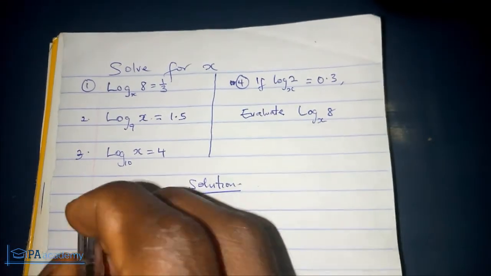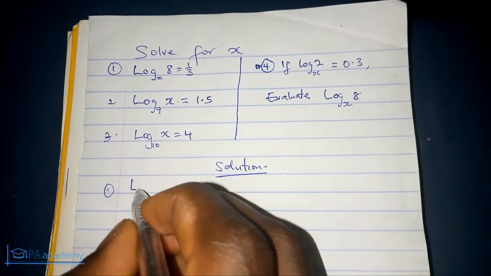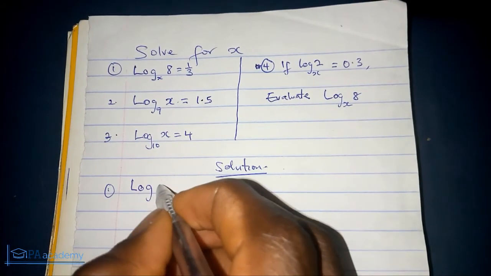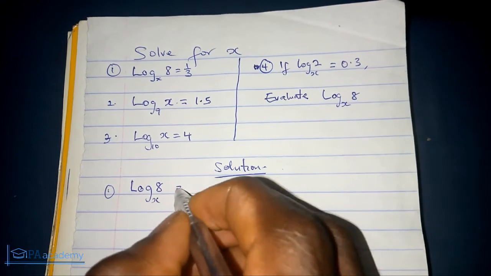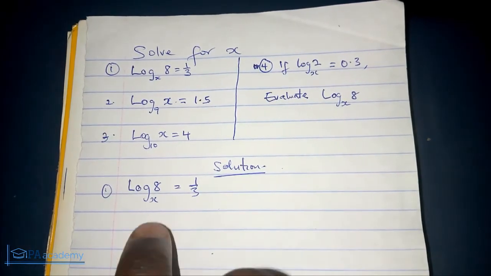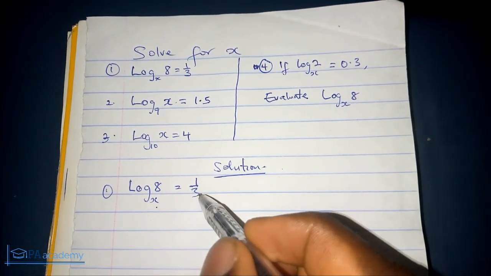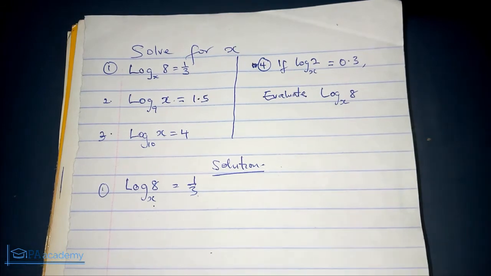For number 1, it says log 8 to base x is equal to 1 over 3. So right here we are going to look for the actual value of x that will give us 1 over 3. Now to solve this question, we are going to be applying the law of logarithm.